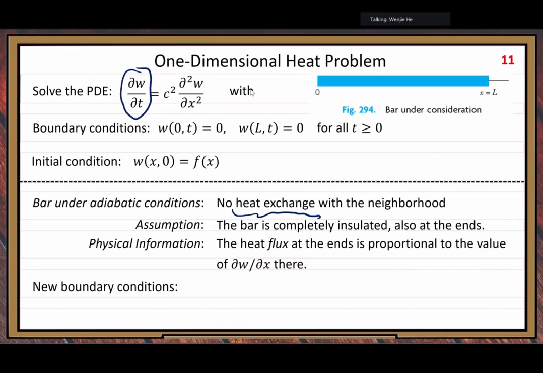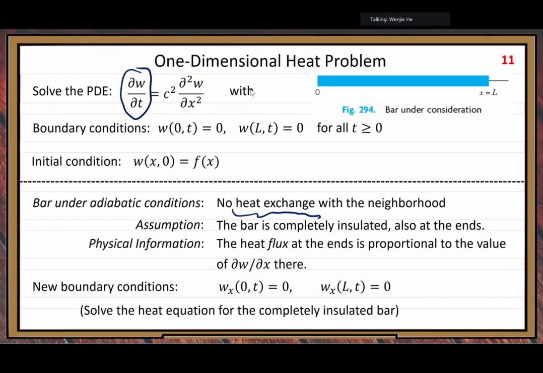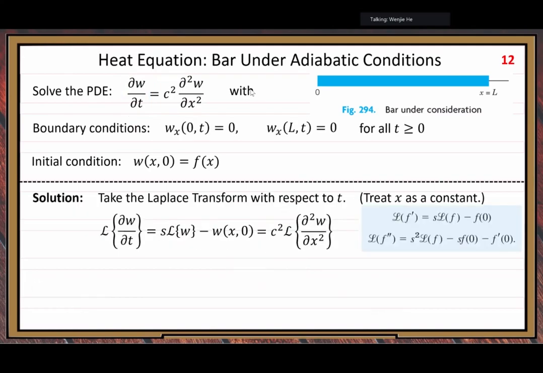New boundary conditions. So we replace the old boundary condition by these new boundary conditions. The partial derivative with respect to x at the two ends, left and right, are both 0. All right, so now let us solve this special type of heat equation. Now we replace the boundary condition.